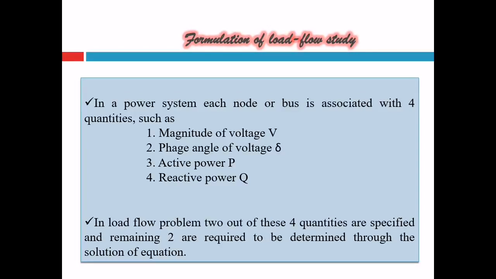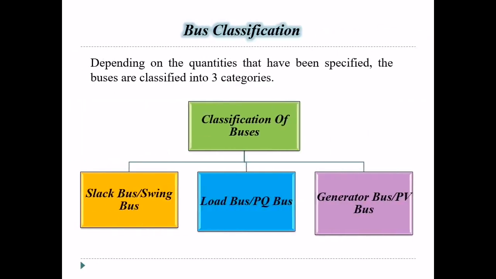And in the load flow problem, out of these four quantities, two are specified. That means two values out of four are known values, which are specified or given. Then the remaining two are to be obtained through solution. So out of four quantities, two are specified or given. That is nothing but data, given data. Then the remaining two are to be solved using the load flow solution.